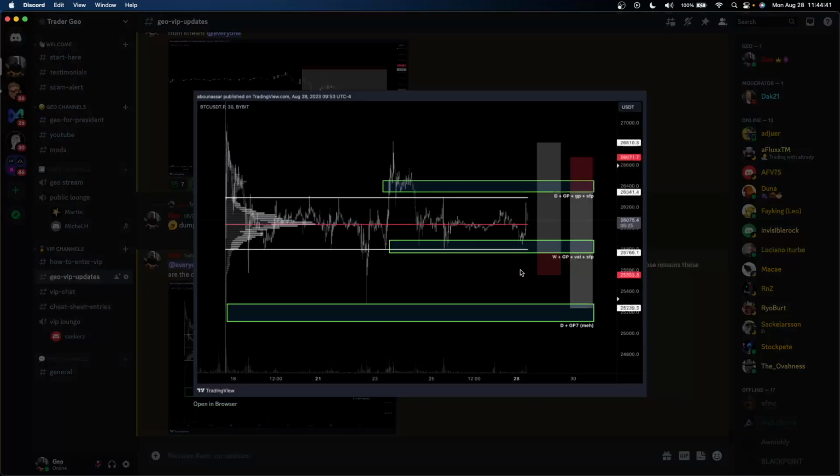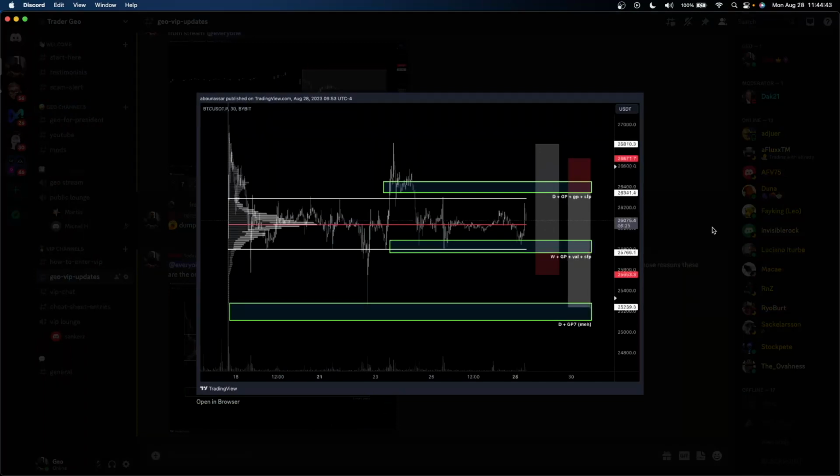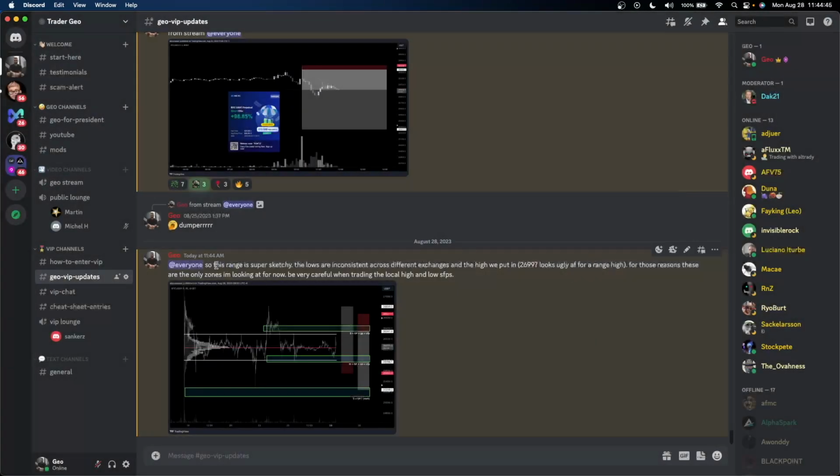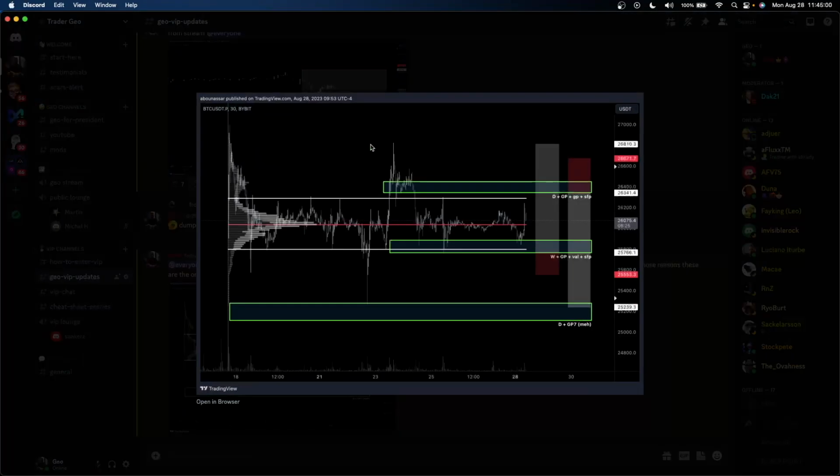It all depends on what Market Cipher B is doing at these levels, but I do give you real-time updates, and I say things like this. So this range is super sketchy. The lows are inconsistent across different exchanges, and the high we put in at 26997 looks ugly AF for the range high. For those reasons, I'm only looking at these zones, and be careful when you're looking to trade the swing failure patterns of the highs and the lows.